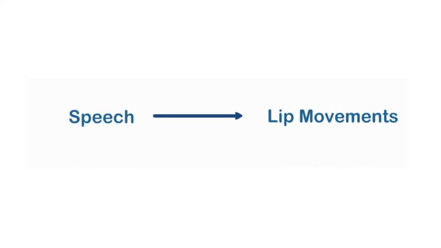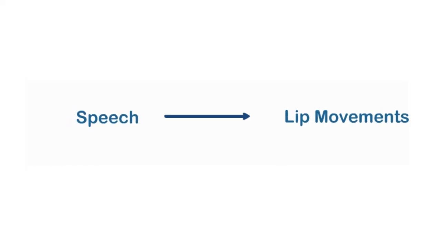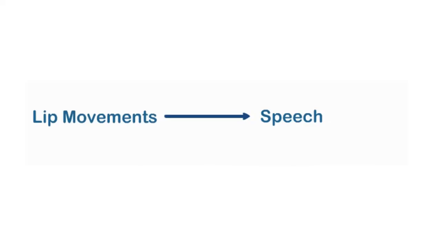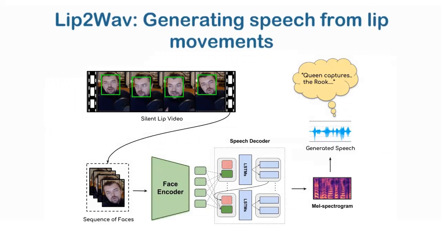So, now that we have seen how well we can lip sync videos driven by speech, it is natural to ask how accurately can we do the opposite? That is, can we generate speech from just the silent lip movements? Inspired by state-of-the-art text-to-speech works, we propose a sequence-to-sequence architecture for generating speech from silent lip movements.